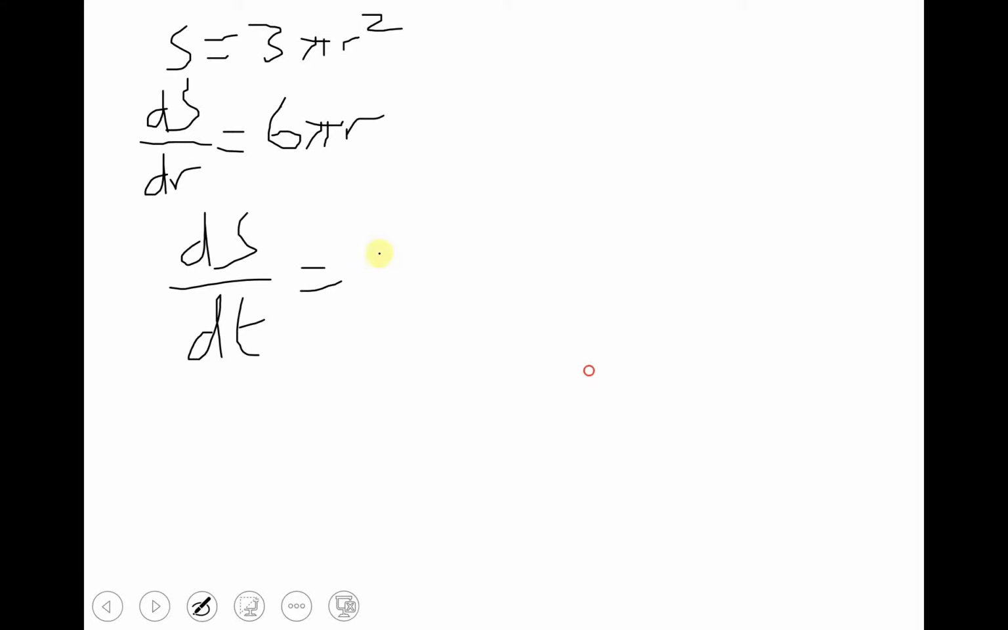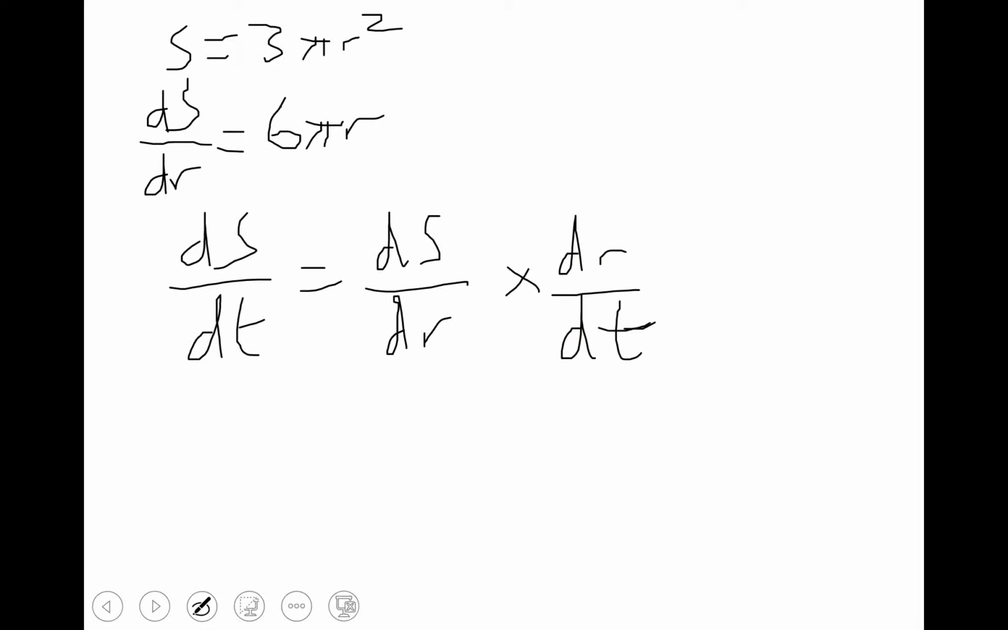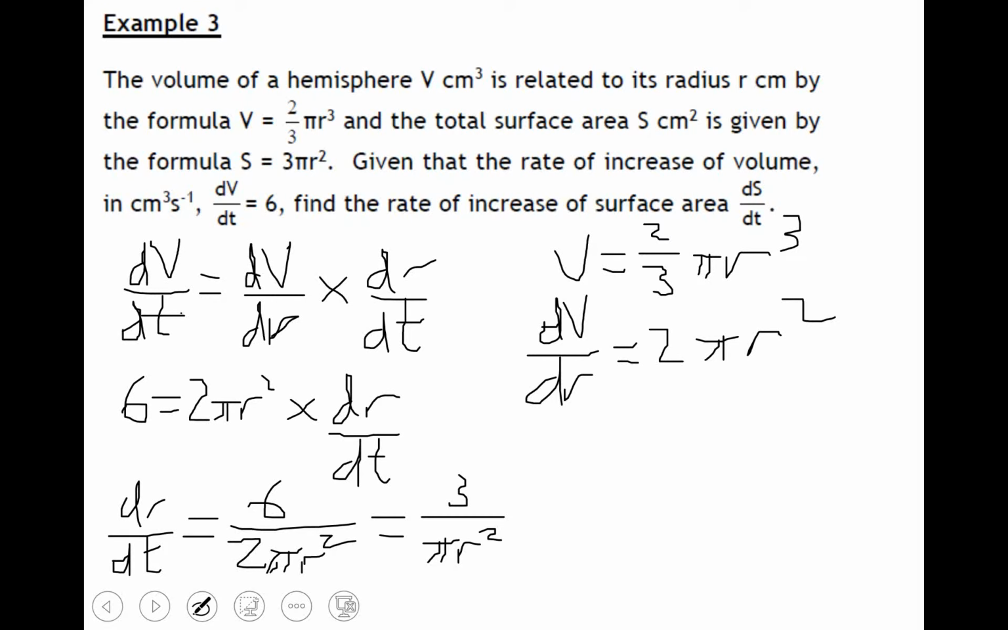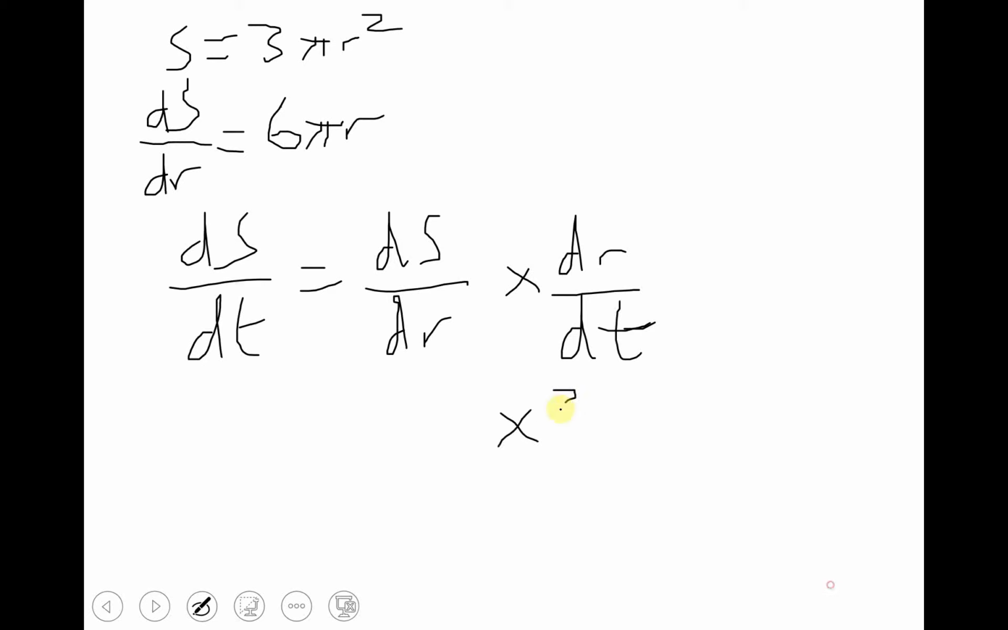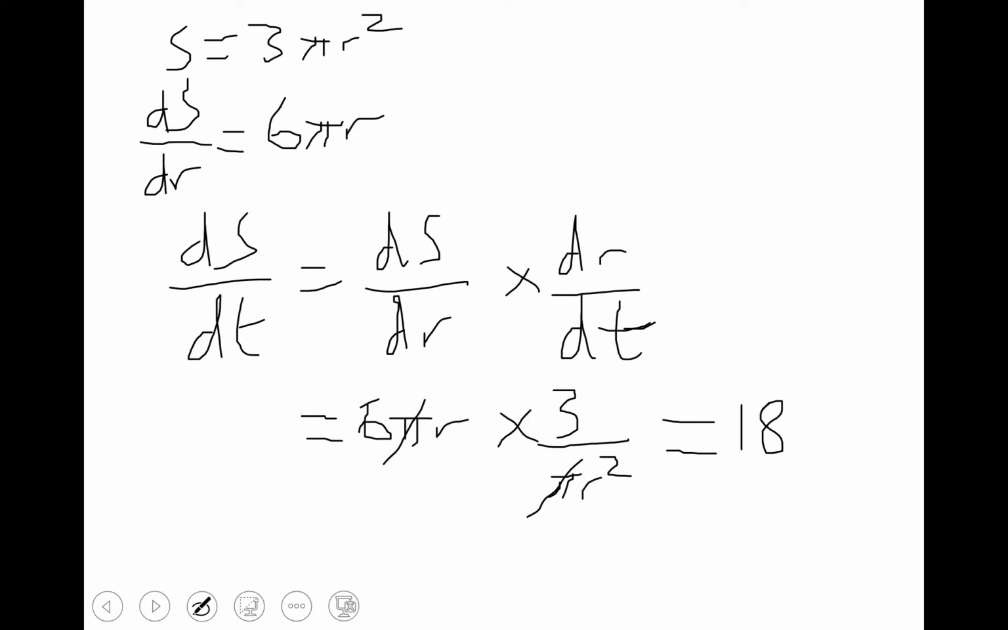dS by dt equals dS by dr times dr by dt. And it's the fact that we needed that dr by dt that meant we had to use the volume work to find dr by dt here. But dS by dt is 6 pi r times 3 over pi r squared. And in this case we're just wanting a formula. So 6 times 3 is 18. The pi's cancel. And r divided by r squared gives divided by r. So dS by dt is 18 over r.